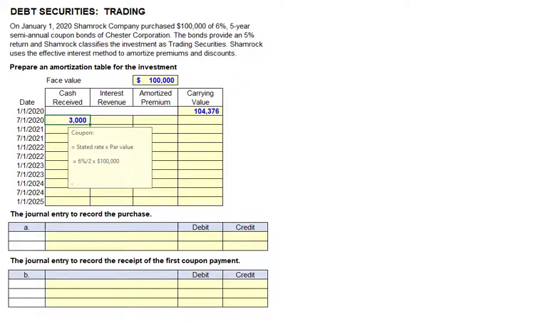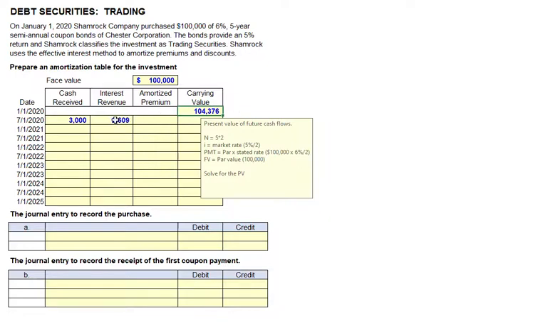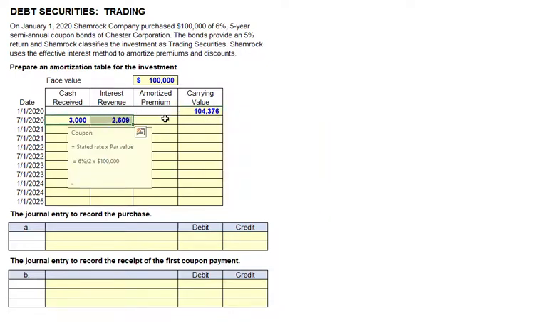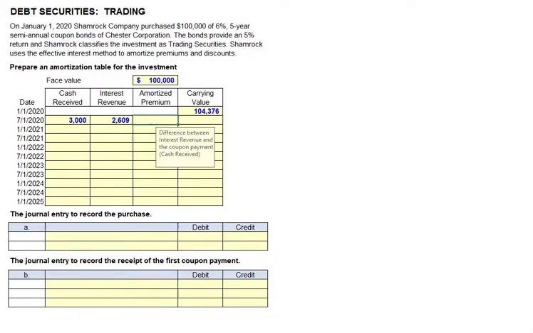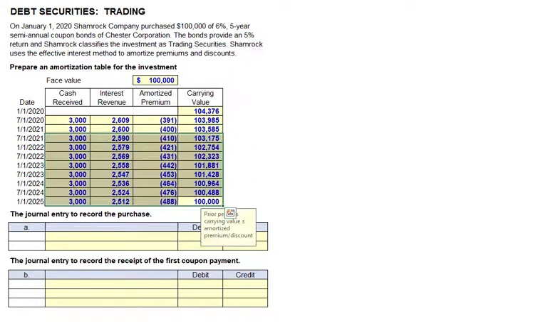Our interest revenue will be our 5% divided by 2, which is 2.5% times the prior period's carrying value. The difference between the cash received and our interest revenue gets recorded as an amortized premium. And of course, over time, our bond's carrying value will be going down. So at the end of the first period, it'll be $103,985. The next coupon date is January 1, 2021, when we will receive $3,000. Our interest revenue will go down because, again, our carrying value is going down, and the amortized premium will go up. We can copy that down through our table.